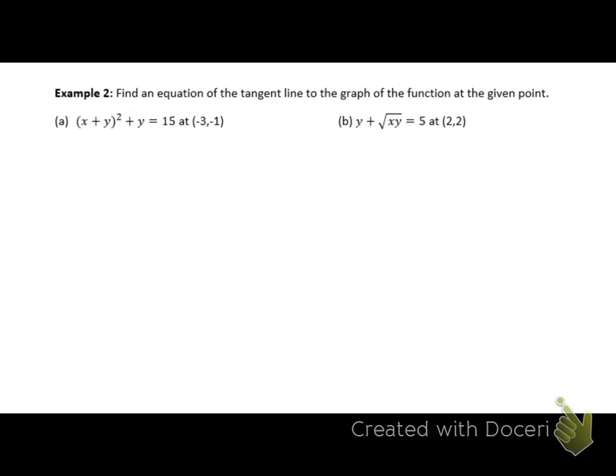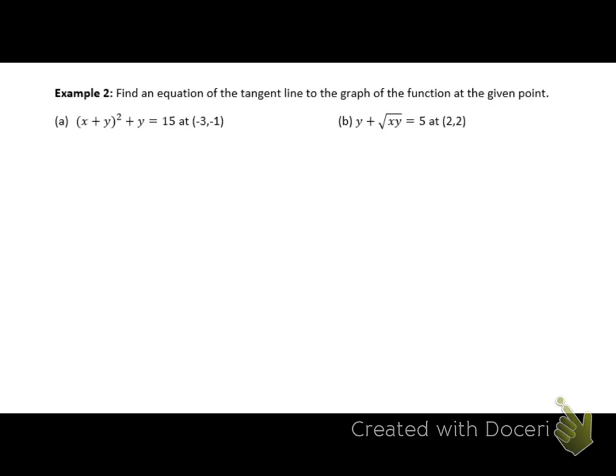And we need to find two things. We have to be able to find the point and the slope. The slope's given by the derivative. The point is actually just given to us in the problem. So let's go ahead and find all of those things, right? First thing, slope. To find slope, implicit differentiation.